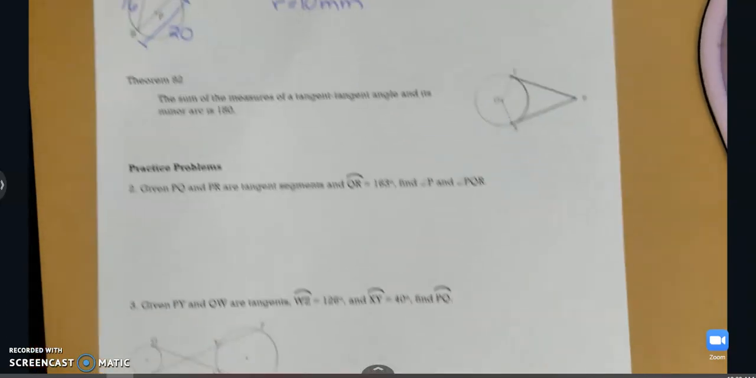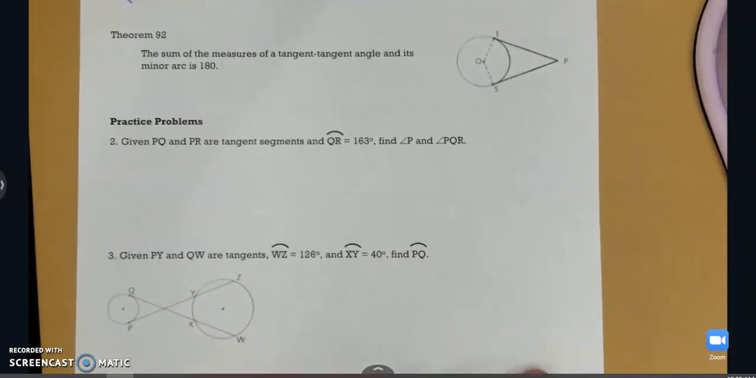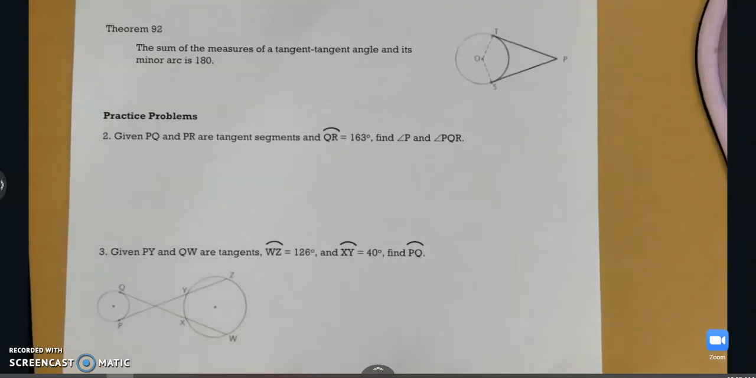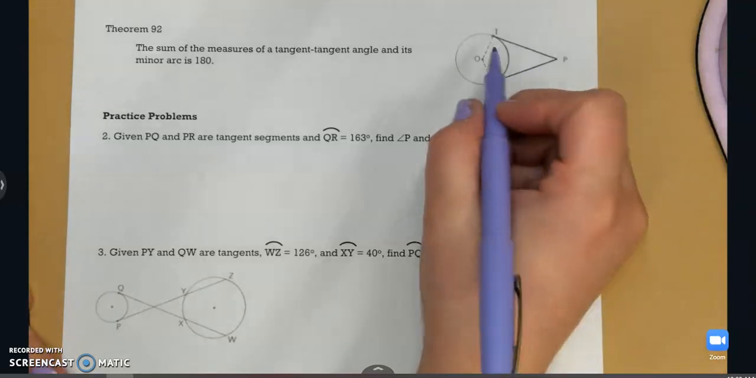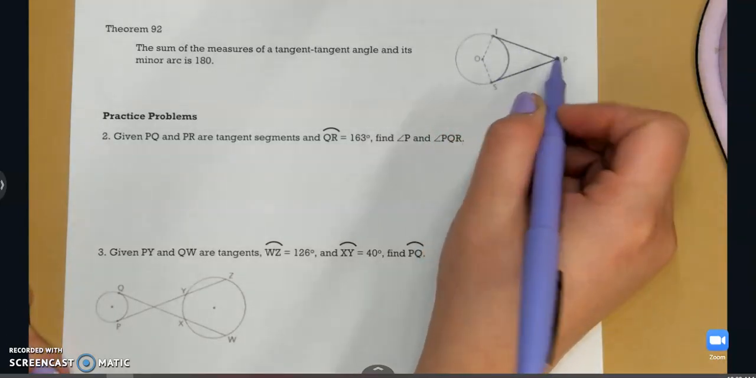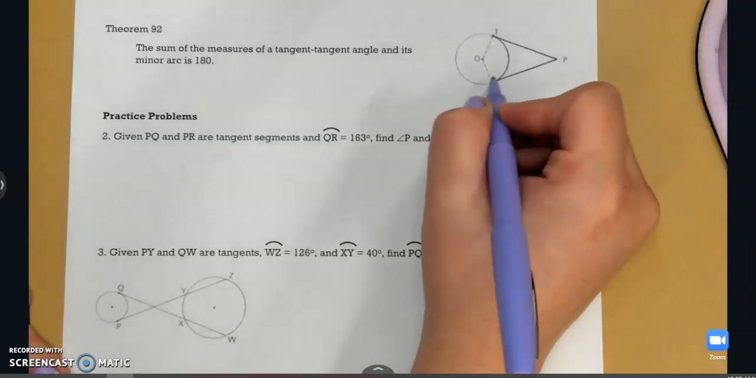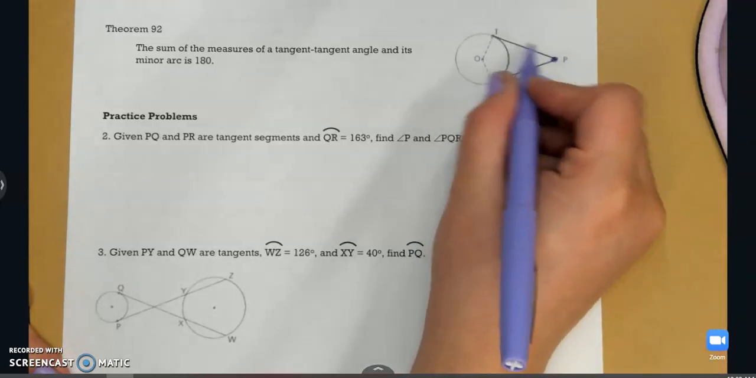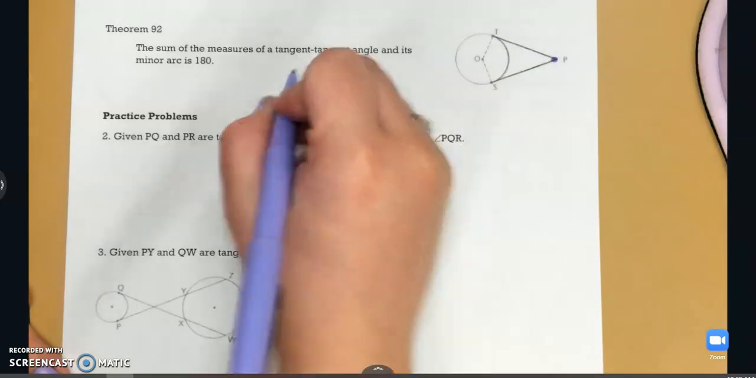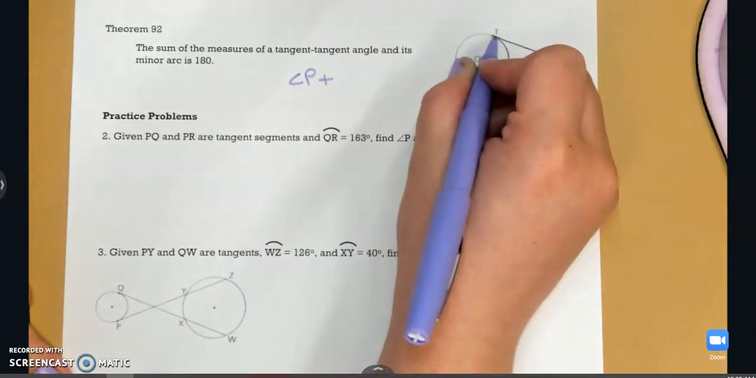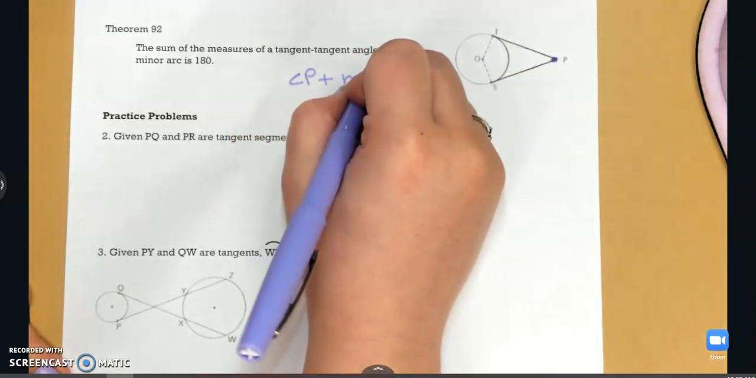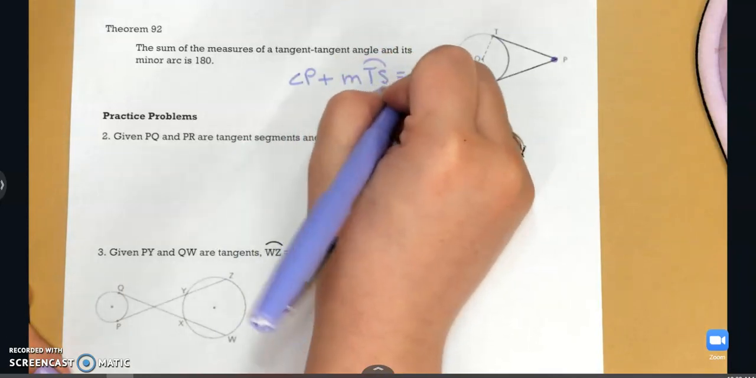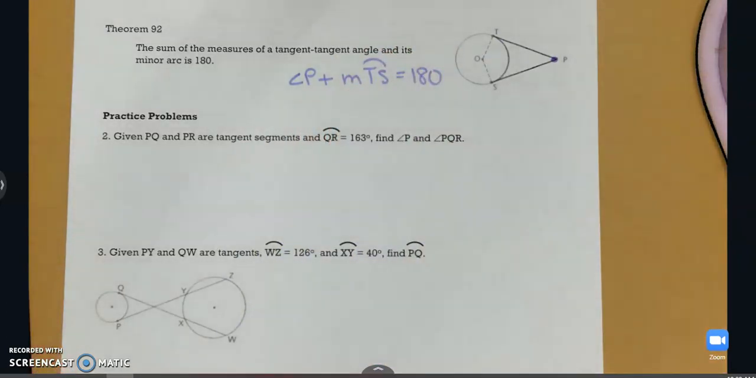Okay, moving on to Theorem 92. This one says the sum of the measures of a tangent-tangent angle and its minor arc is 180. Now remember, a tangent-tangent angle means that I have two tangent segments drawn from the same external point outside my circle. And so what this Theorem 92 says is that the measure of angle P plus the arc it intercepts, TS, add to 180.